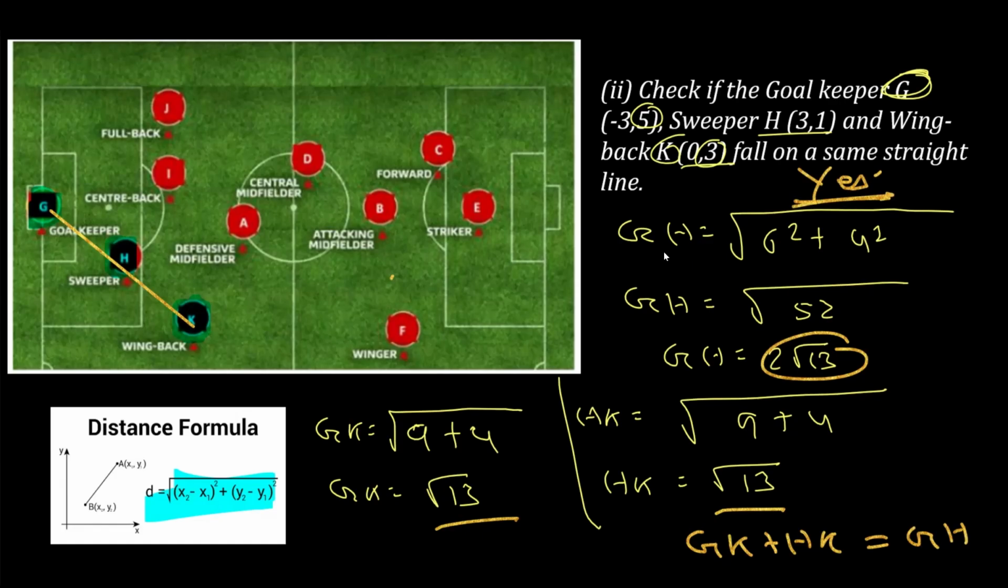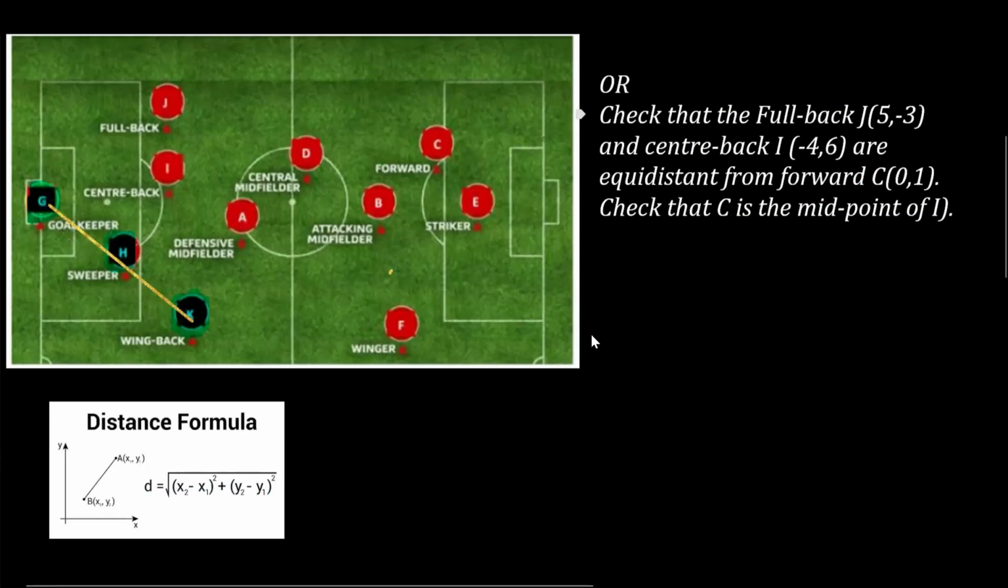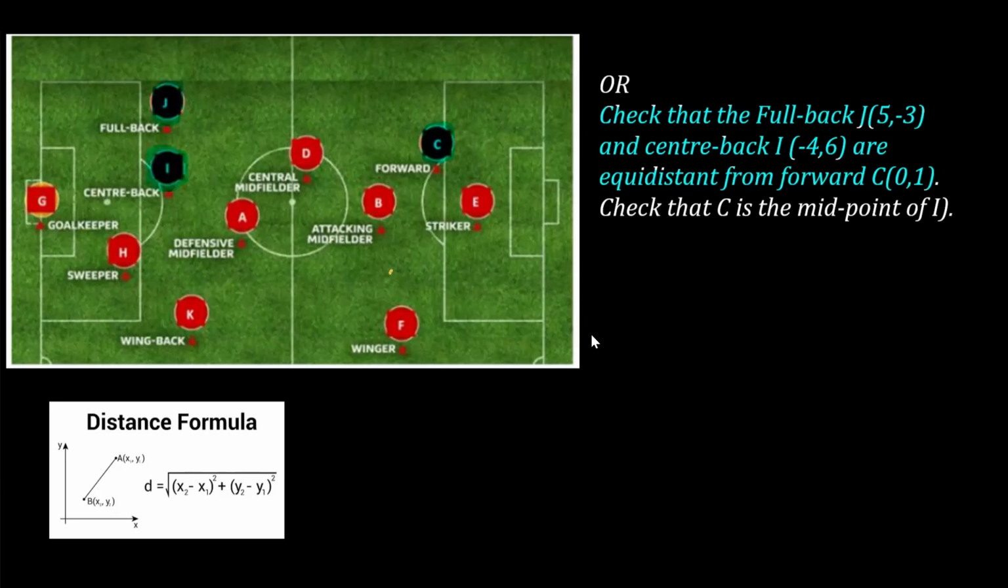Now moving to the OR part of the second question. It says check whether the full back and central back are equidistant from forward. So where is forward? Forward is this, and we have to check full back. This is full back, and this is central back. We have to check whether this is equidistant from this or not. So we just need to figure out whether JC is equal to IC or not.